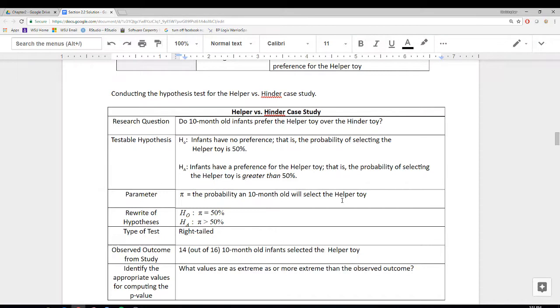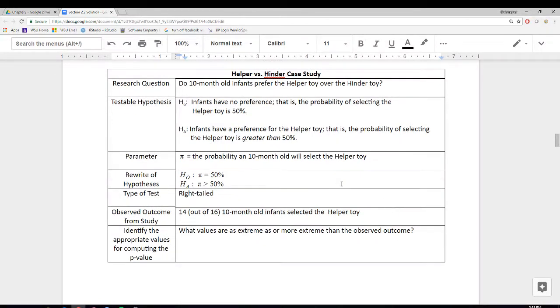What is the research question here? The research question was, do 10-month-old infants prefer the helper toy over the hinderer toy? The null and alternative hypotheses are stated here. The parameter for this particular example is going to be the probability that a 10-month-old infant is going to select the helper toy. Again, if there's no preference, then I would anticipate that parameter value to be set at 50%. And that's how the null hypothesis is set up.